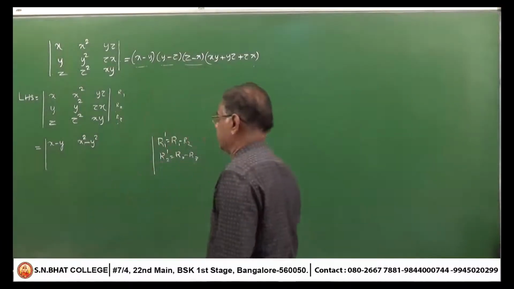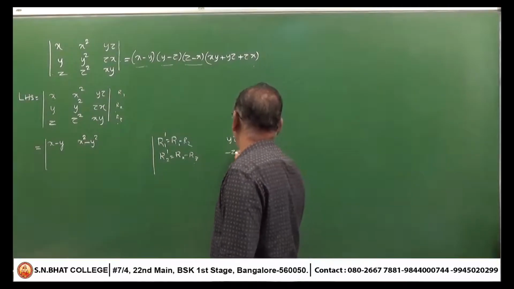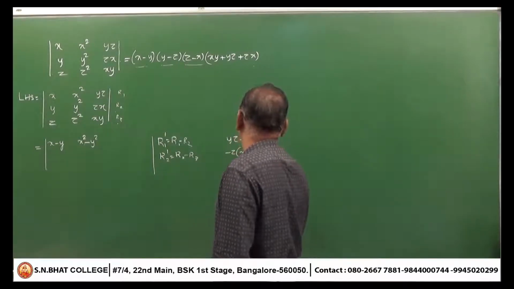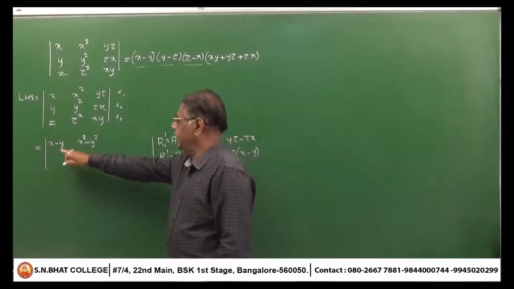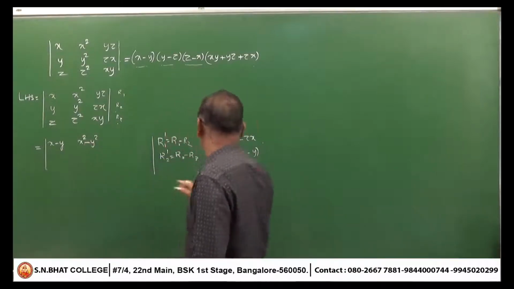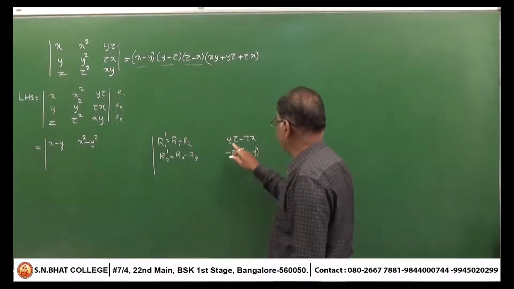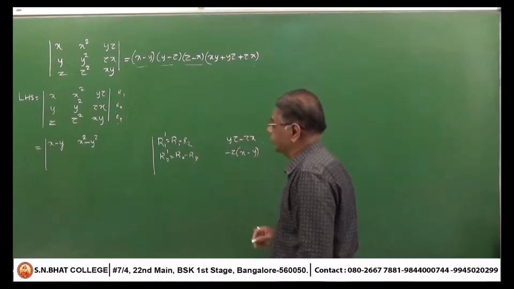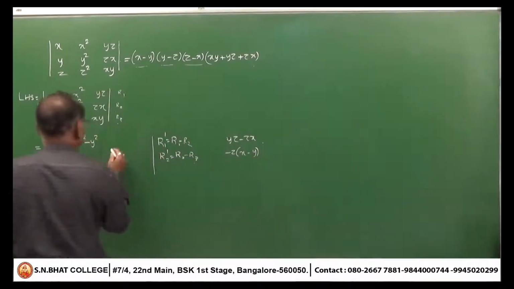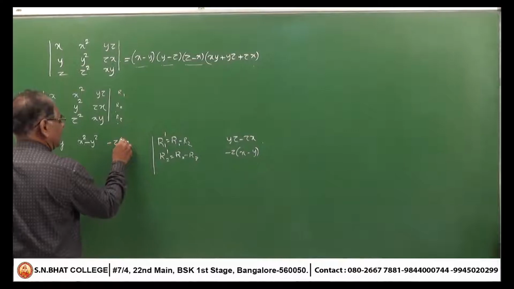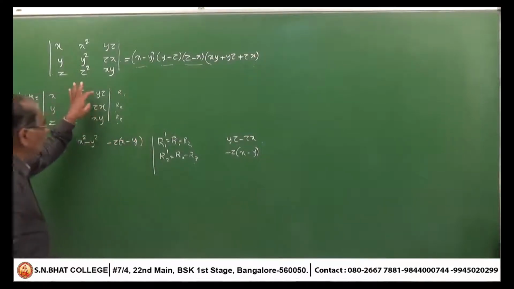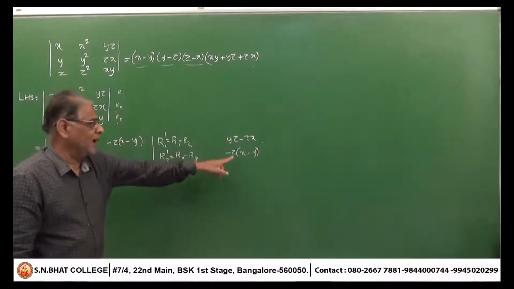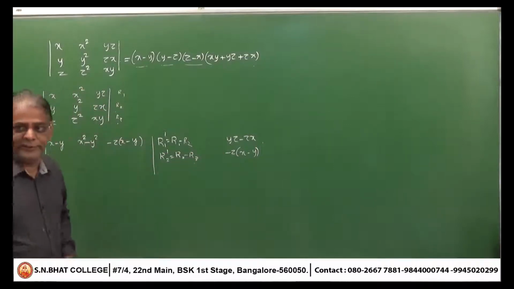Yz minus zx. Here you take minus z common factor, it becomes x minus y, because here x minus y, here x minus y. To get x minus y common factor, you take minus z common factor. This is minus z into x minus y. I have calculated minus z into x minus y.